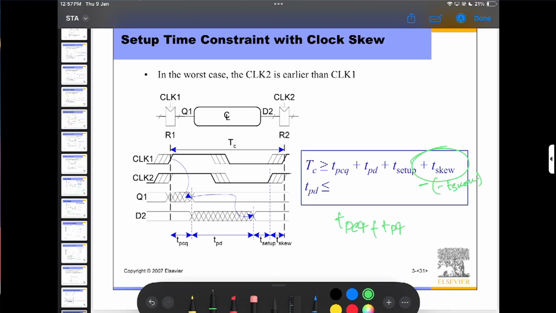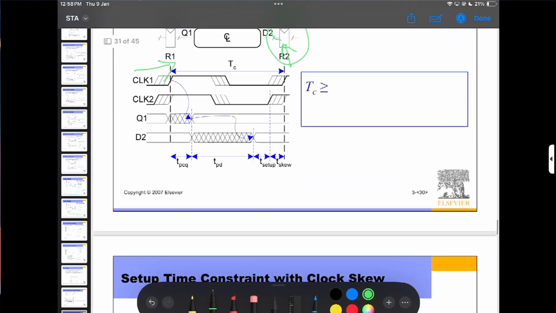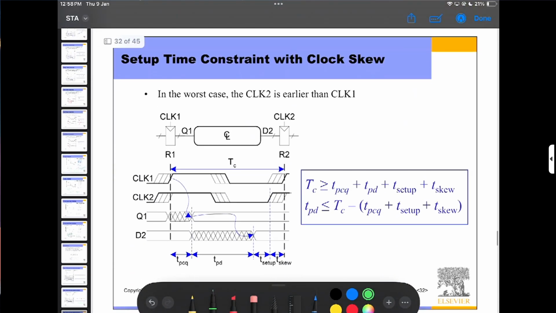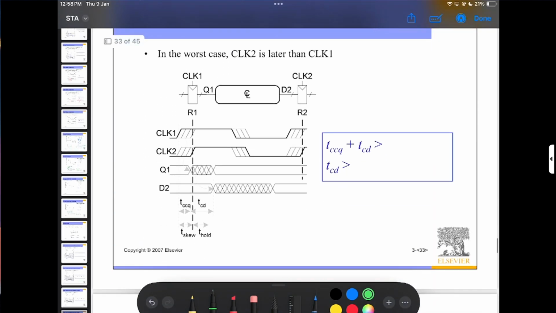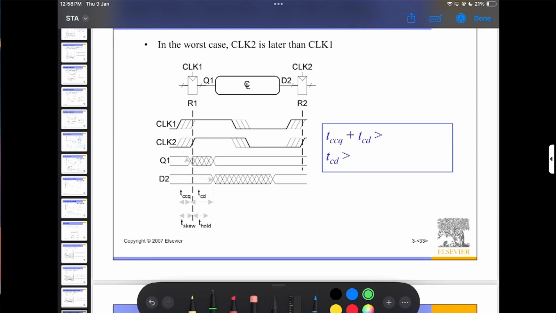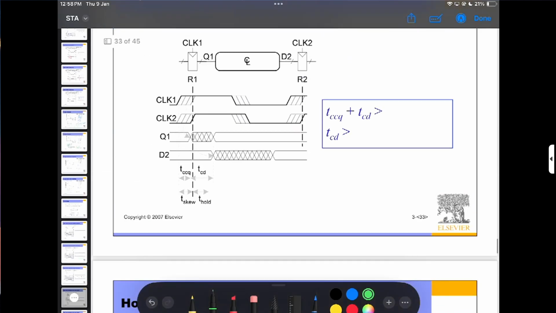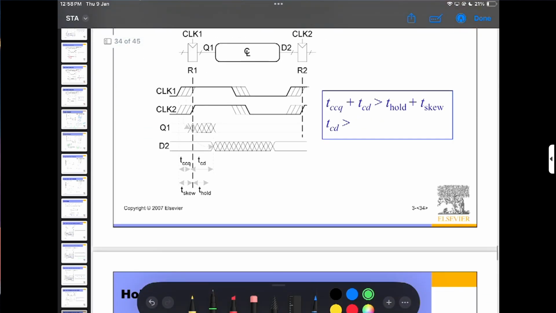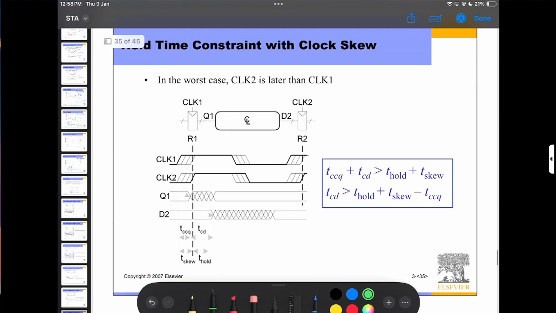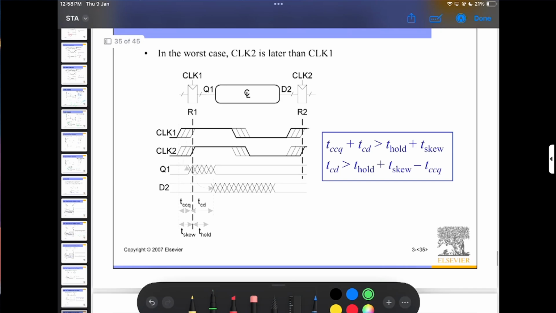TPD will not change, the T hold will be changed, I think. T hold will be TPCQ or T skew. So this is now the total hold time. Here no hold time will be seen, but okay. So basically TPD like that, and the hold time clock to Q delay TCD like that. In the worst case clock 2 and clock 1, they are just checking the TCD, and hold time constraints with clock skew.